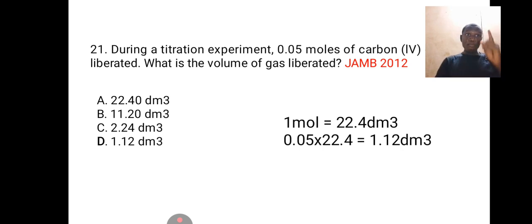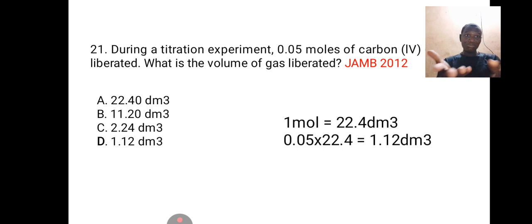Now, 1 mole of every substance contains 6.023 times 10 raised to power 23 particles or molecules. It can even be electrons. So equally, it says 1 mole of every gas at standard temperature and pressure occupies 22.4 decimeter cube. That's the volume. So they are just trying to test your understanding of that law, whether you know it.